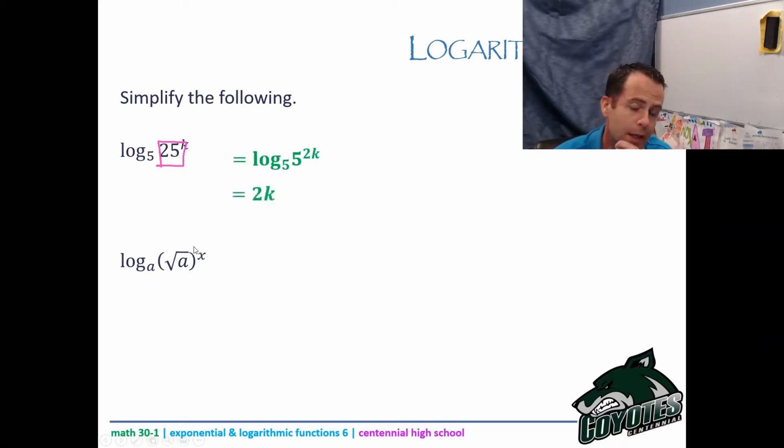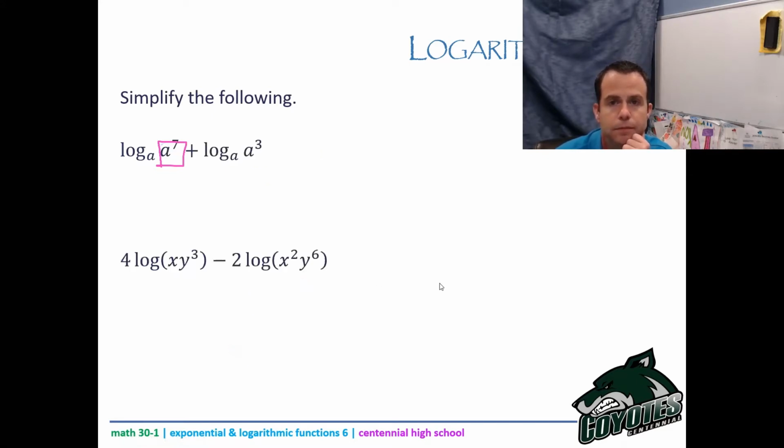Same as this, I want to write this as a to the 1/2. So that'll end up being a to the 1/2 to the x, which is a to the x over 2. So overall, I'm just going to get x over 2. Okay, sorry, I'll take that off for you. This guy, we know that's going to be 7. We know that's going to be 3. I end up with 7 plus 3, which is 10.